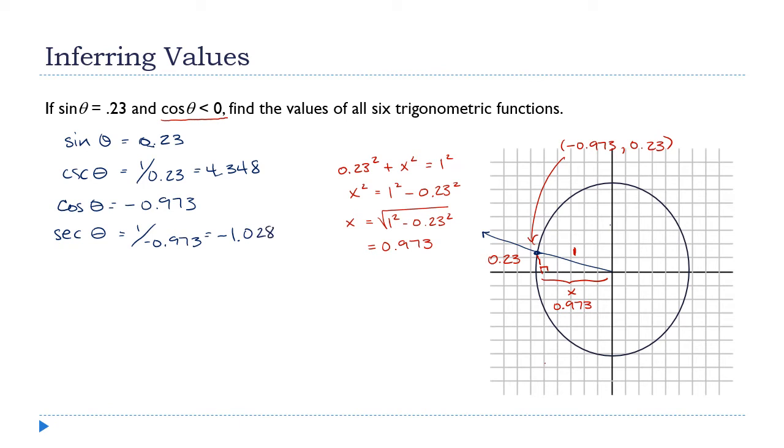1.028. The tangent, see, it's kind of all downhill from here. The tangent is the sine over the cosine. So that's 0.23 divided by negative 0.973, which is negative 0.236. And the cotangent is 1 over the tangent. 1 over negative 0.236 is 4.237. And there you go.